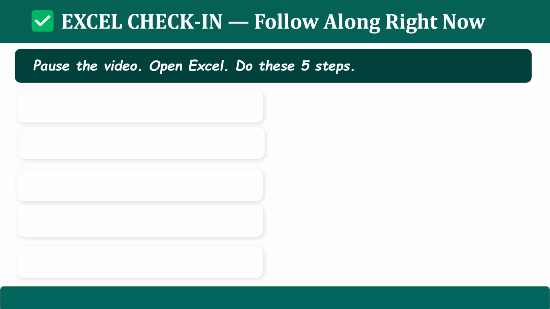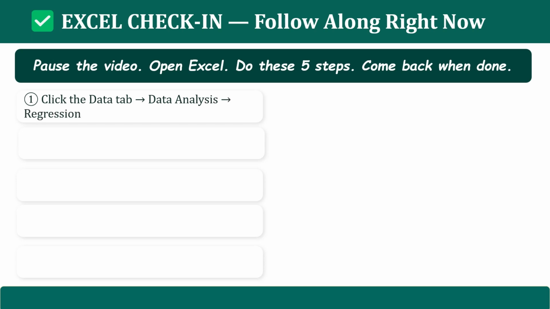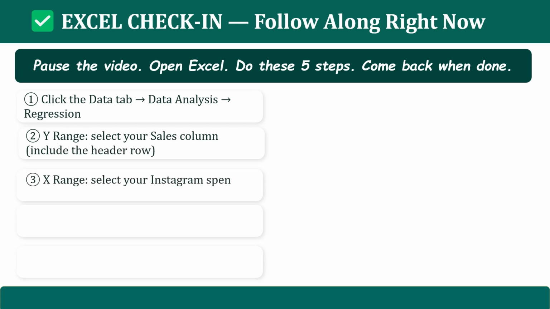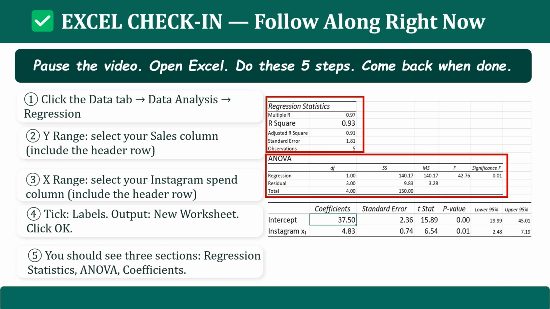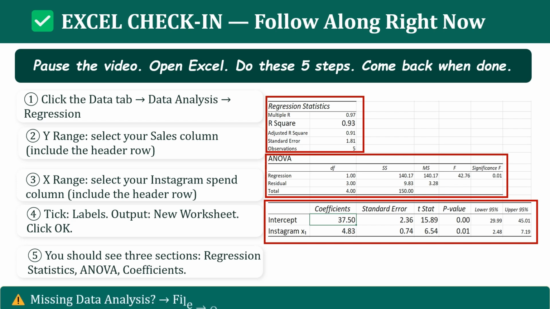All right, pause the video here. Open Excel. Let's do this together. Click the Data tab, then Data Analysis, then Regression. For Y range, select your sales column, including the header. For X range, select your Instagram spend column, including the header. Tick labels, choose New Worksheet, then click OK. You should now see 3 sections: Regression Statistics, ANOVA, and Coefficients. Don't see Data Analysis? Go to File, Options, Add-ins, Analysis ToolPak. Click Go, tick the box, then click OK. Come back when you're ready.